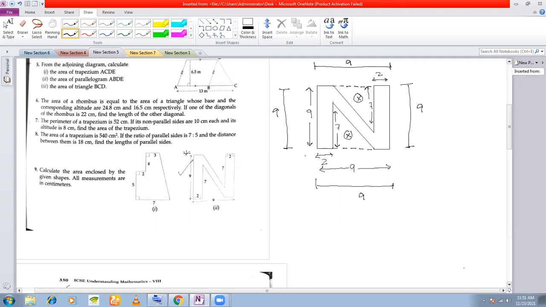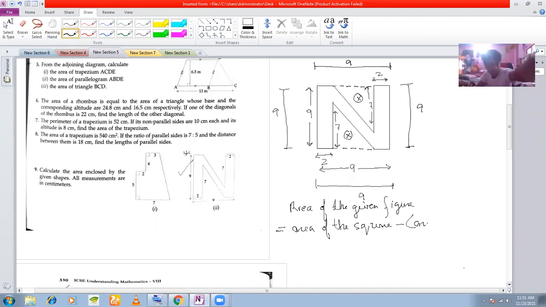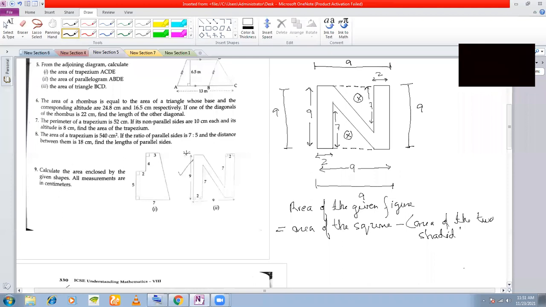Now from this area of the square, if I subtract the area of this triangle and the area of this triangle, will I get the area of the figure? Yes, right? So first of all, we write the area of the given figure is equal to area of the square minus area of the two shaded triangles. Let's shade the triangles whose area we want to subtract.